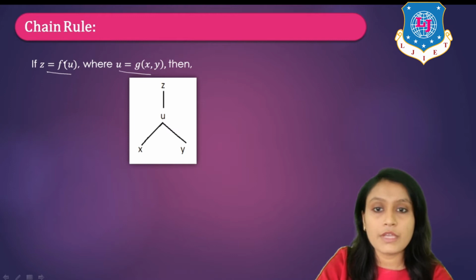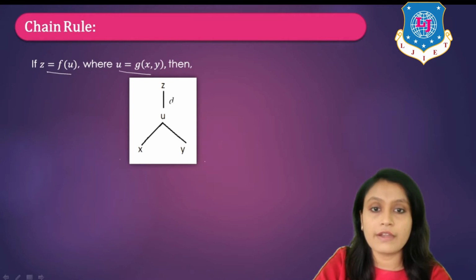Okay, now you can see here z is a function of u, so we will draw like this: z a function of u, and u is a function of x, y, so we will write u as a function of x and y. Now here we have only one variable from z to u, so we will write d, and we have two variables from u to x, y, so we will write del.